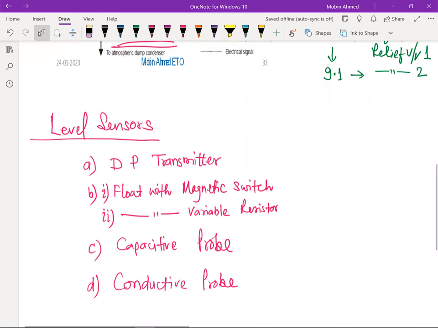Can anyone tell me how the DP transmitter works? Anyone? Okay. Sir, it measures the differential pressure in the boiler water tank level at different height and converts the signal into a level. But how is it going to sense? How is it sensing the difference of pressure?